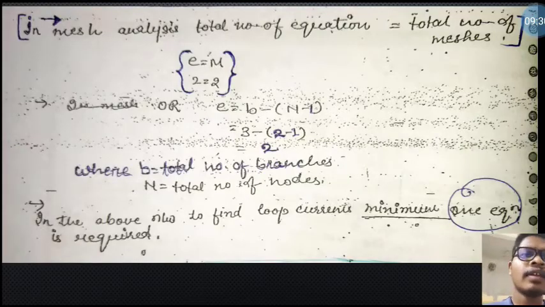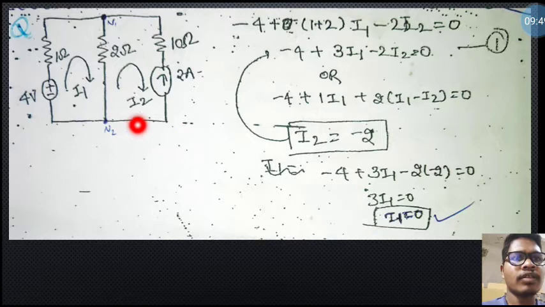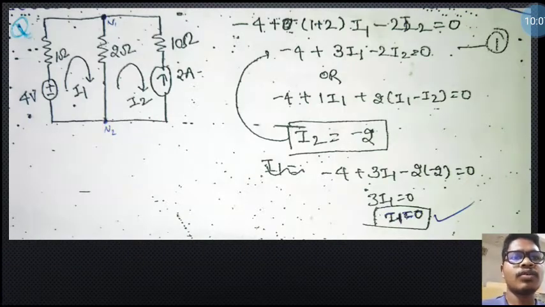Now see, this is one important term in mesh analysis, which is very important to write in any exam in your electrical. In mesh analysis, total number of equations is equal to total number of meshes. I have already told you that there are 2 meshes, so there are 2 equations. This is equation number 1 and this is equation number 2. Please remember this term: in mesh analysis, total number of equations is equal to total number of meshes. E is our equations, M is our meshes. So in this there are 2 meshes, that means 2 equations.